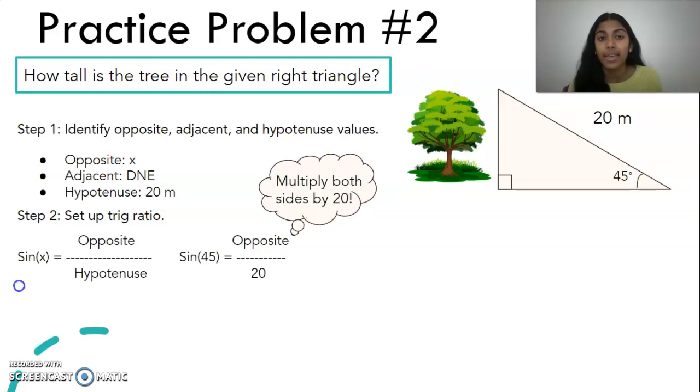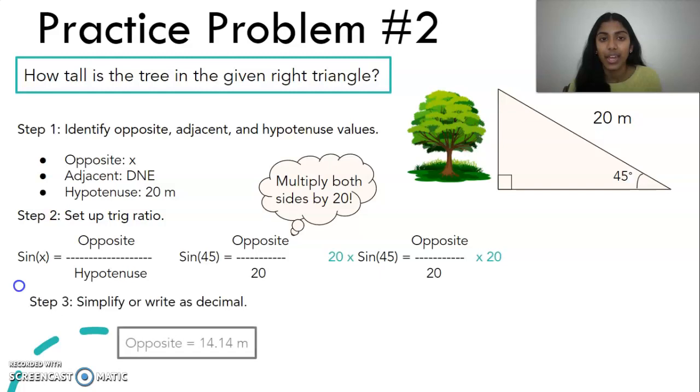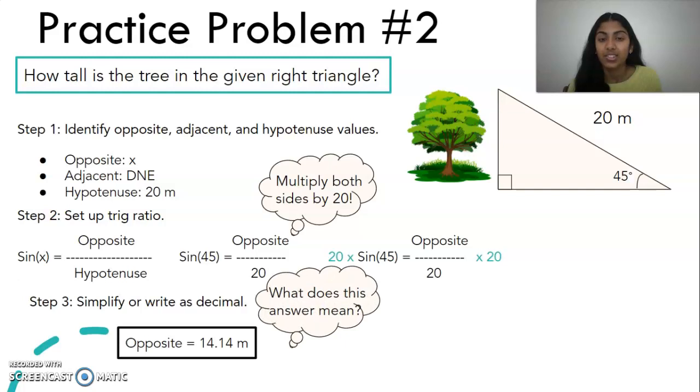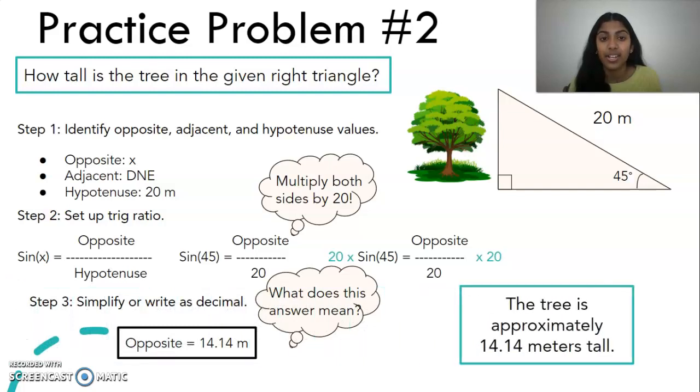Now, the next step is to get opposite to be by itself. But how would we do that? That's fairly simple. We just multiply both sides by 20. And by doing so, we get that our answer is 14.14 meters. But wait, what is that answer in relation to the problem? Remember that when we are solving word problems, we should always write our answers as a complete sentence. So, the correct answer to this problem as a complete answer would be that the tree is approximately 14.14 meters tall. This problem just asked you to interpret the ratios we learned earlier.